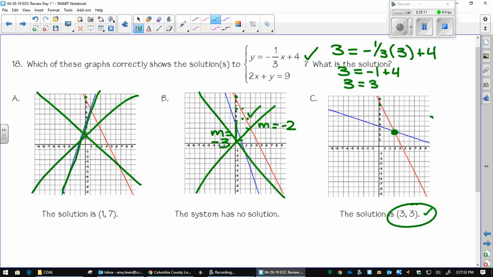Then I would go and plug it into the next one. 2 times 3 plus 3 equals 9. Well, yes, 6 plus 3 equals 9, and then 9 equals 9. That is a true statement as well. So we know that the point 3, 3 works in both of these. So if you prefer to plug in these solutions to find out which one is correct versus looking at the graph and trying to identify which one has the correct slope and y-intercept, that's an option as well.